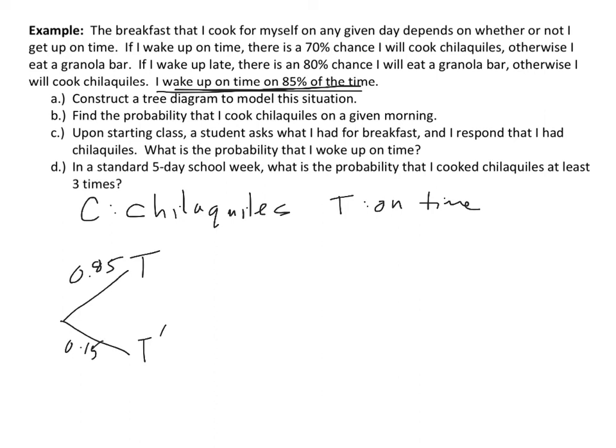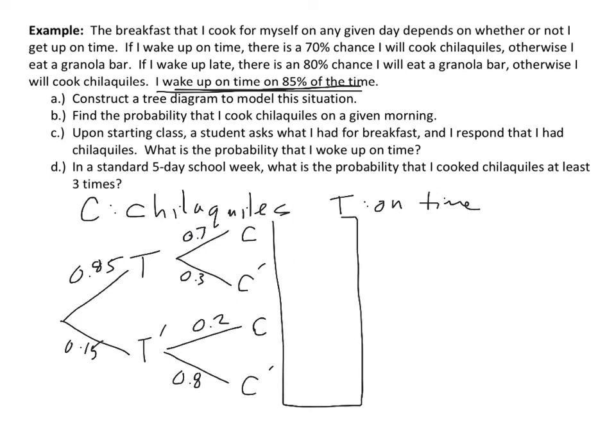Then the problem said, if I wake up on time, the chilaquiles chance is 0.7, which means that the not chilaquiles, which means like granola bar, is 0.3. And if I wake up late, there's an 80% chance that I don't cook chilaquiles, and therefore a 20% chance that I do.